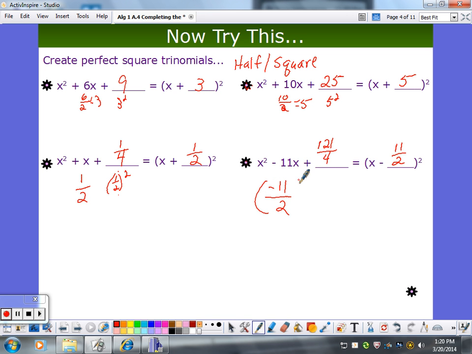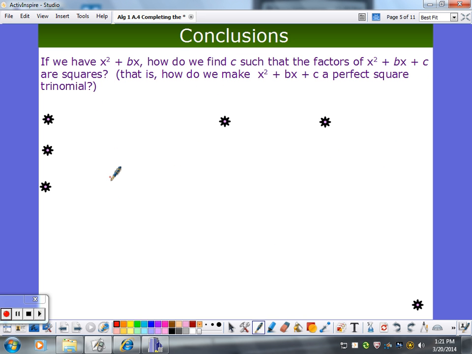I squared this. So remember how squaring works? The 2 applies to this, the 2 applies to that. Because it's a negative number, what's any number squared? Positive, even when it's negative inside. So square the top, square the bottom.